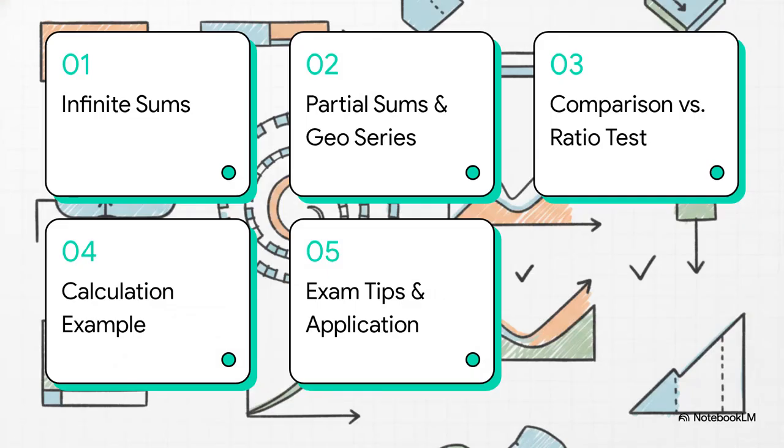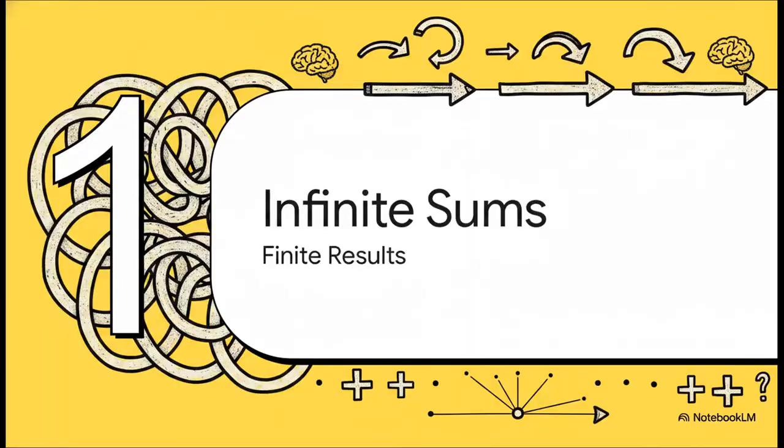Here is the game plan for today's explainer. First, infinite sums, finite results. Second, partial sums and geometric series. Third, comparison test versus ratio test. Fourth, a calculation example using the ratio test. And finally, some exam tips and engineering applications. All right, kicking things off with part 1, infinite sums, finite results.